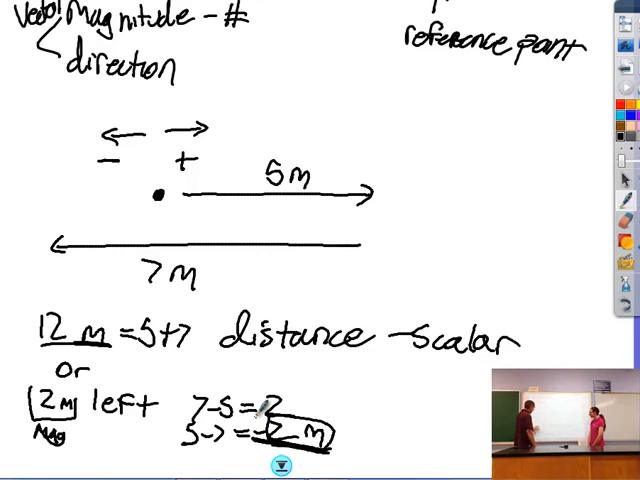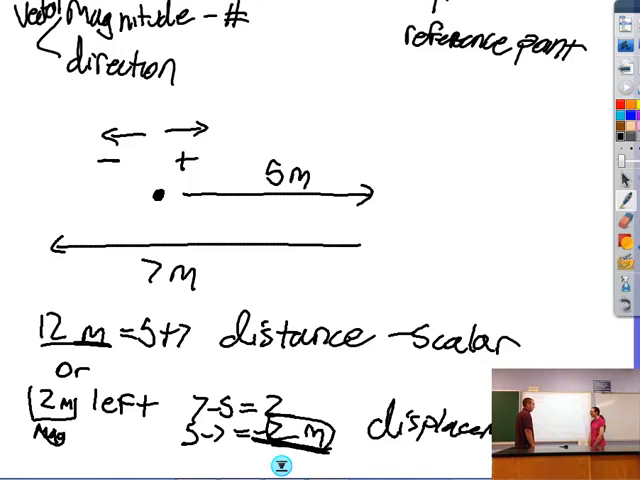2 meters. And since this does not include the entire path that they traveled, it just says starting to ending, we can't call it distance. We got to call it something else. We call this one displacement. Okay? And displacement is a vector. Okay, so distance and displacement are pretty much the same, except displacement I need to have a direction on.